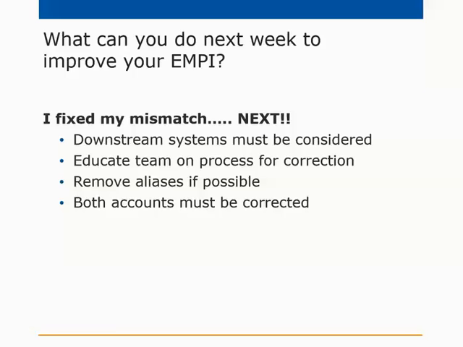So considering downstream systems, educating the team on the process for correction, remove aliases if possible. Not every EMPI has that. And make sure that both accounts are corrected. Sometimes people have a tendency to just fix the one that they're working with, the one that's an inpatient right now, but that historical record needs to be repaired as well, making sure that there's no new or incorrect documentation on that record that was overwritten.